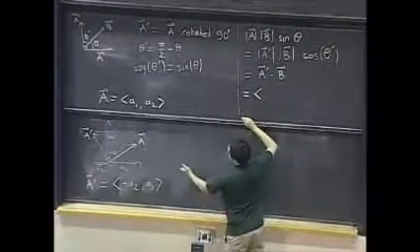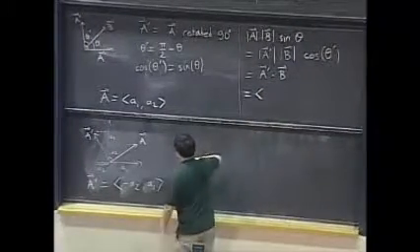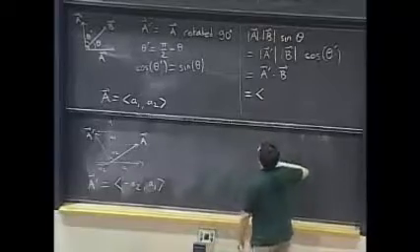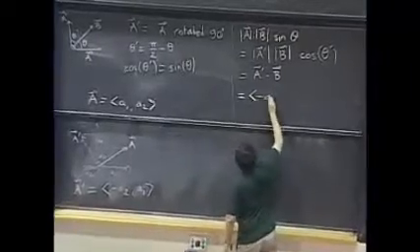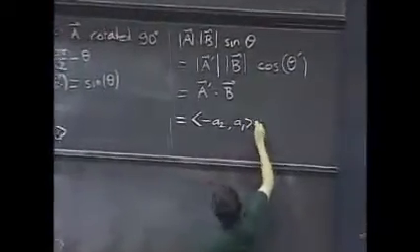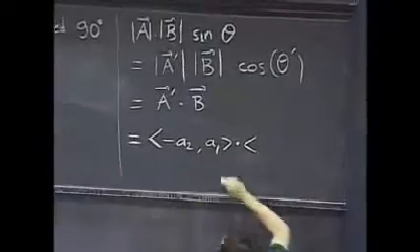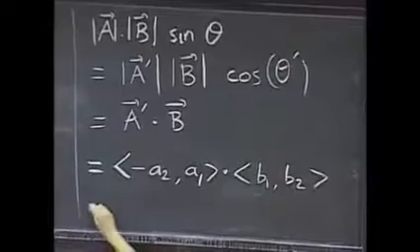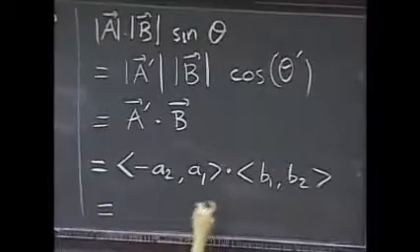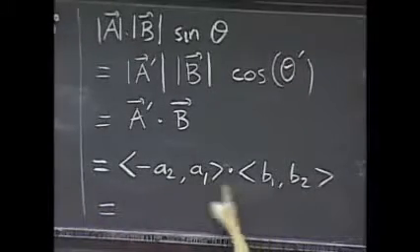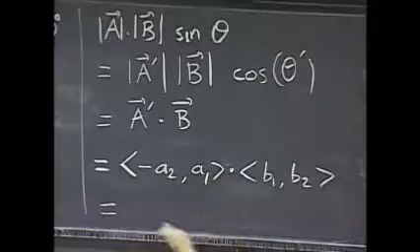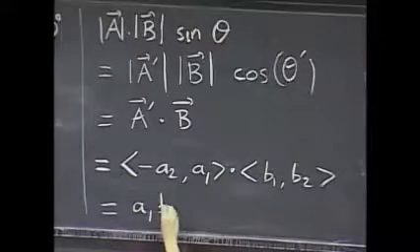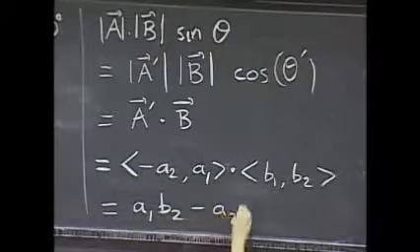A prime we've decided is minus A2 comma A1. So minus A2, A1, dot product with, let's call B1 and B2 the components of B. Then that will be minus A2 B1 plus A1 B2. Let me write that the other way around: A1 B2 minus A2 B1.